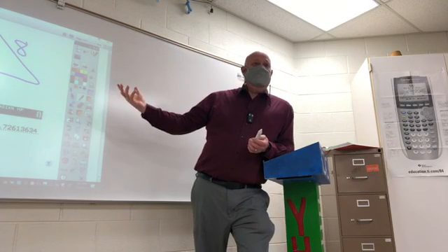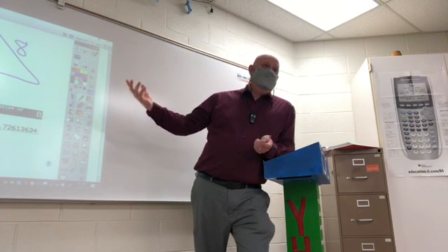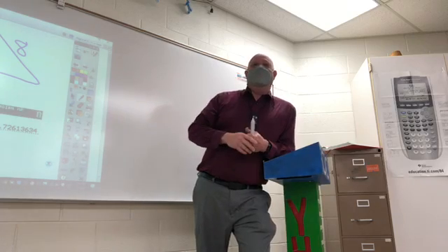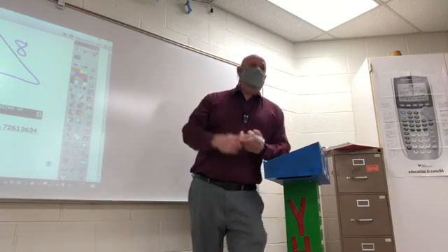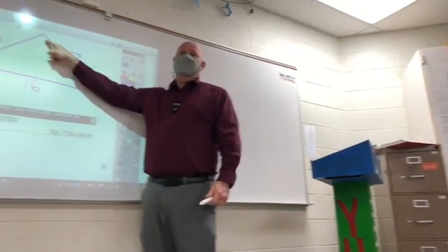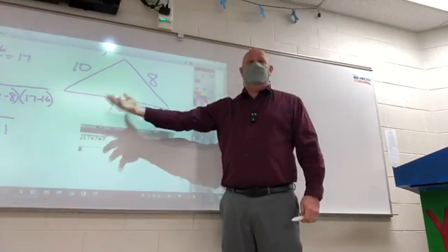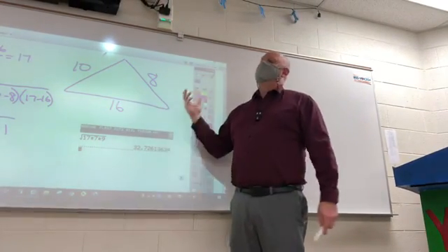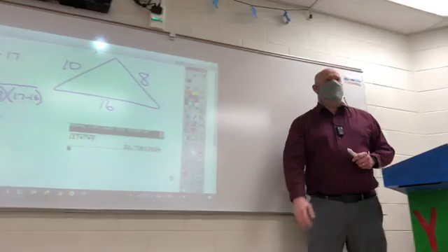Heron must have just had a major problem with the law of cosines, because could I solve this problem a different way? Yeah, I could use the law of cosines, find an angle, and then use one of the other area formulas, and it would work just fine as well. But his formula is faster, a little bit easier.